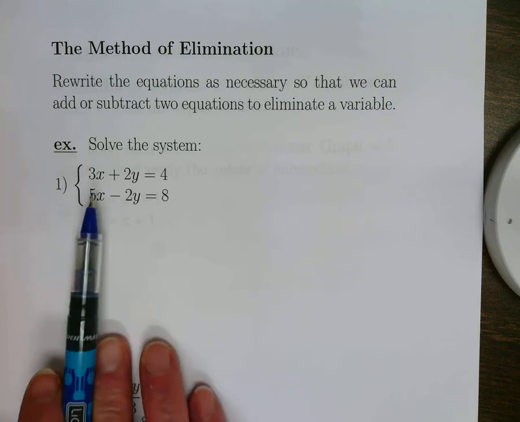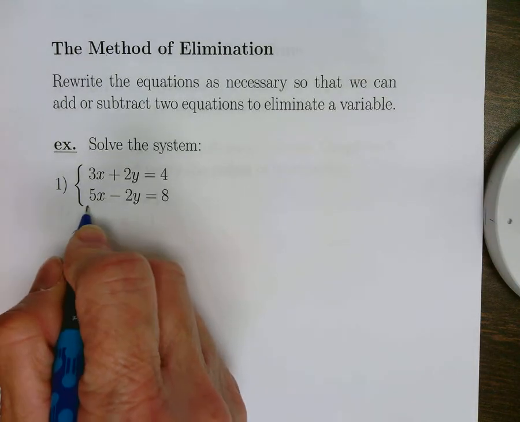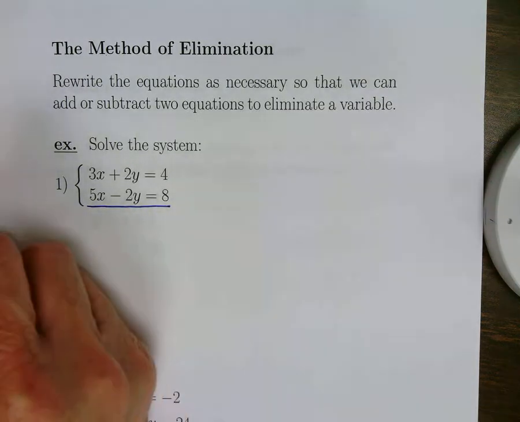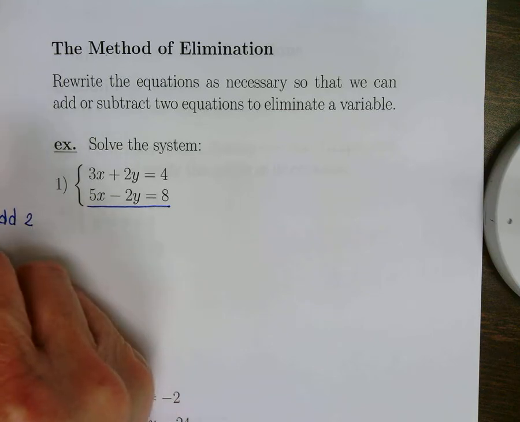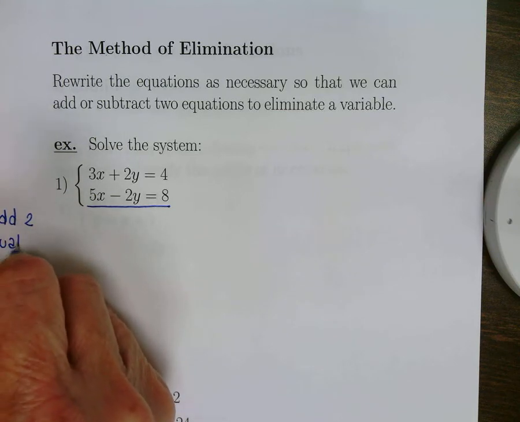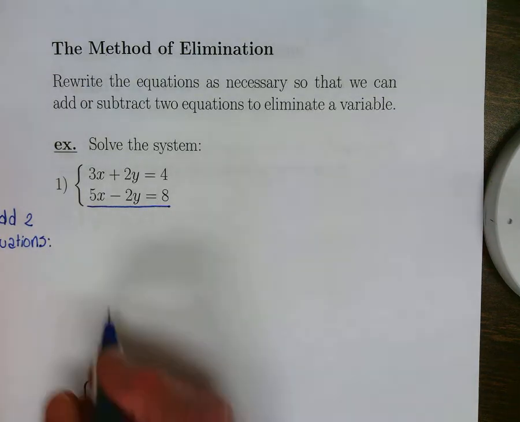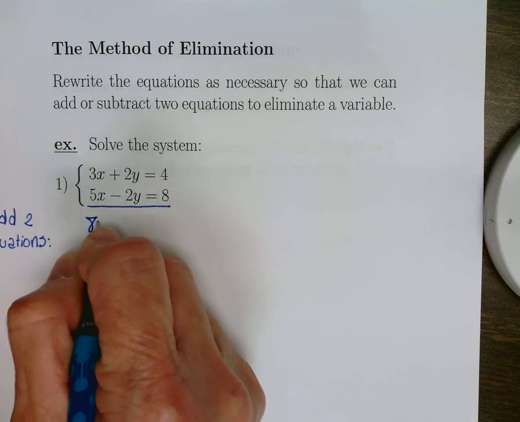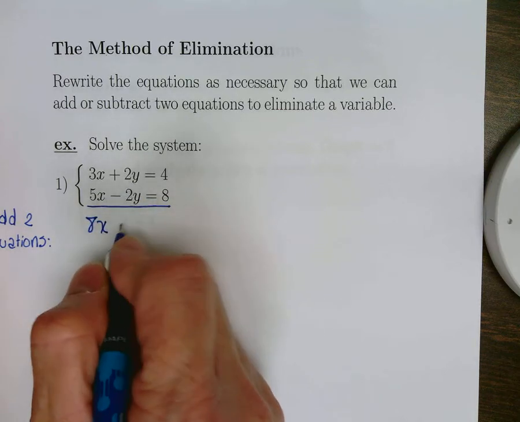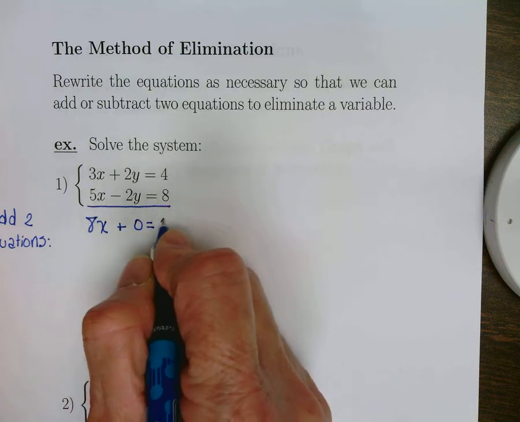Okay, so let's look at an easy one. We notice that we have the opposite, plus 2y and minus 2y. So I'm going to do something very simple. I'm going to add my two equations. And in so doing, I eliminate a variable, because 3x plus 5x gives me 8x, plus 2y minus 2y gives me 0, 4 plus 8 equals 12.